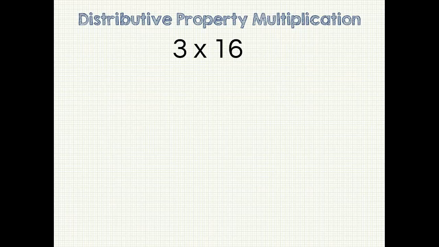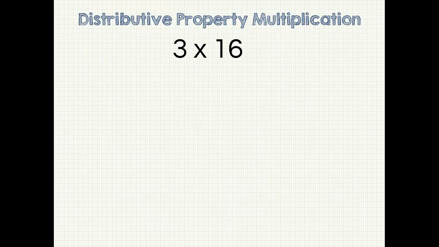Let's start with the multiplication problem 3 times 16. Most adults can quickly calculate this problem in their heads with repeated addition, but you will be surprised to know that many adults already use the distributive property when multiplying this problem in their heads. People who do this automatically have strong number sense skills. The only way to get strong number sense skills is to practice and use those skills.